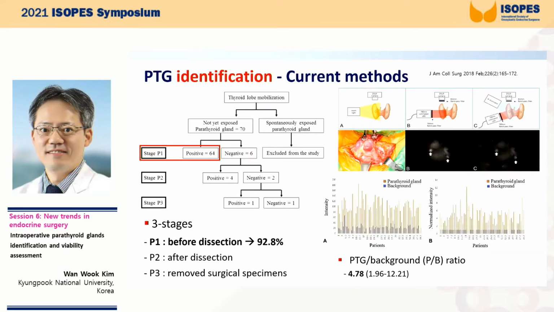After that, a team of Professor Lee at Kosin University reported that the parathyroid gland and periparathyroid tissue could be seen together in a single image by adding an infrared illuminator. Parathyroid gland mapping was conducted in 3 stages. 92% of parathyroid glands could be localized in stage P1 before surgical dissection. With a parathyroid gland background ratio of 4.7, the parathyroid gland could be clearly distinguished from the surrounding tissues.